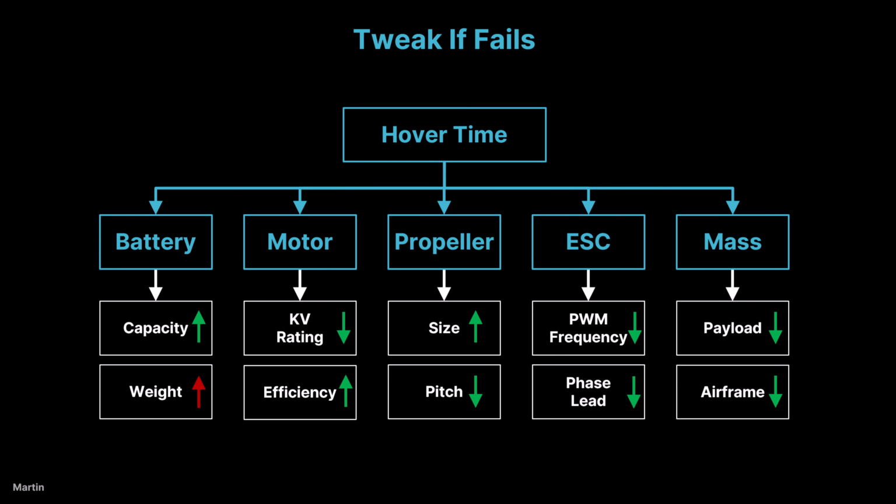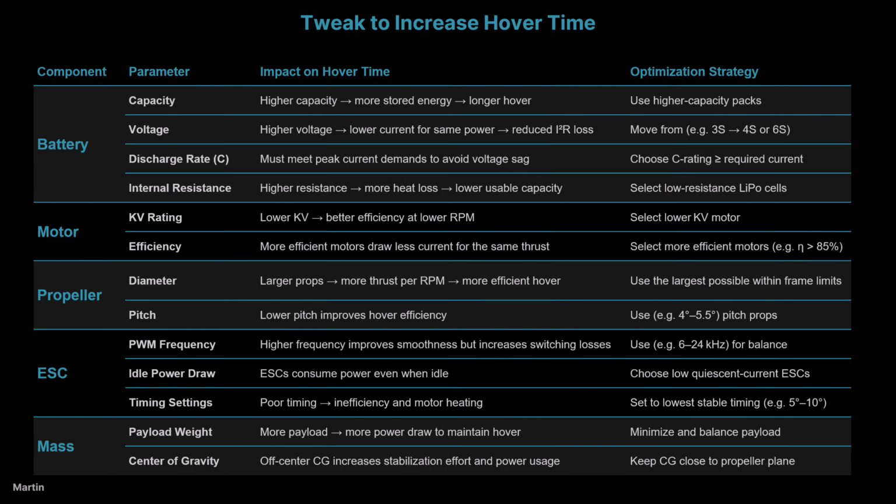This diagram highlights some of the configurations we can adjust to improve hover time, such as battery capacity, motor efficiency, propeller size, and overall payload. This table provides more detailed insights into how each component's configuration affects hover time, along with possible optimization strategies to improve performance. Please take a moment to pause and review the table.